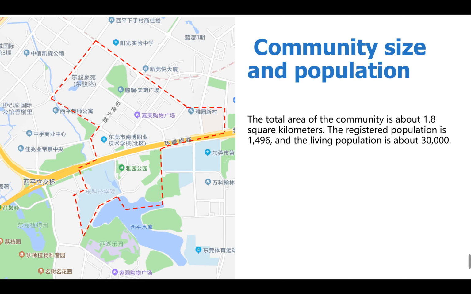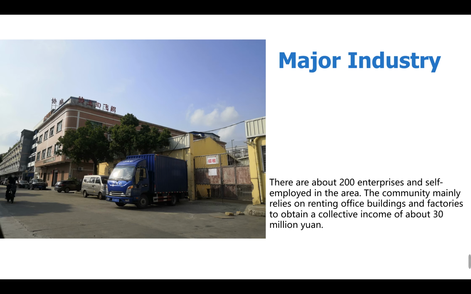The registered population is 1,496, and the living population is about 30,000. There are about 200 enterprises and self-employed in the area. The community mainly relies on renting office buildings and factories to obtain a collective income of about 13 million yuan.